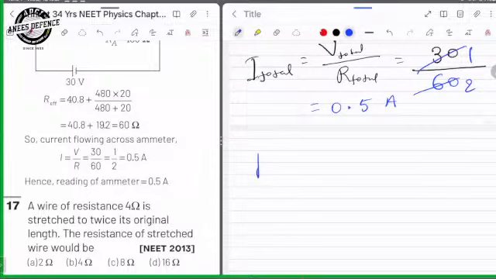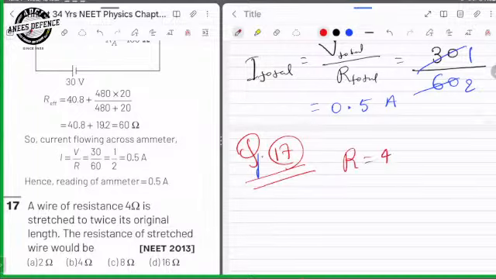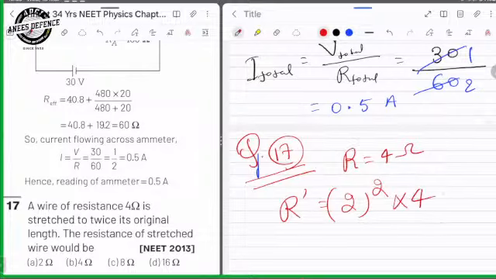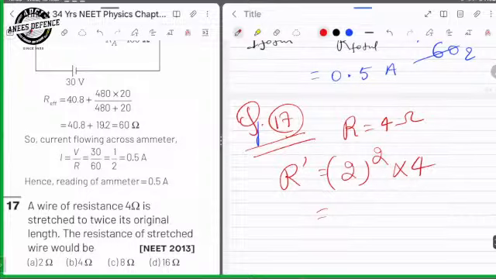Question number 17. R is 4 ohm. Now it is stretched to twice its original length. The resistance of the stretched wire would be? So R dash is equal to what? n square times. So twice means 2 square times R, and 2 square is 4, so 16 ohm. Which answer is correct? D.